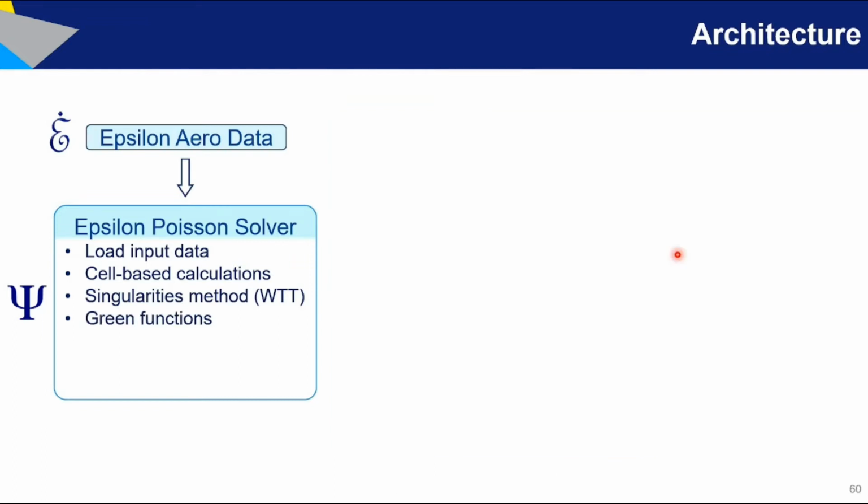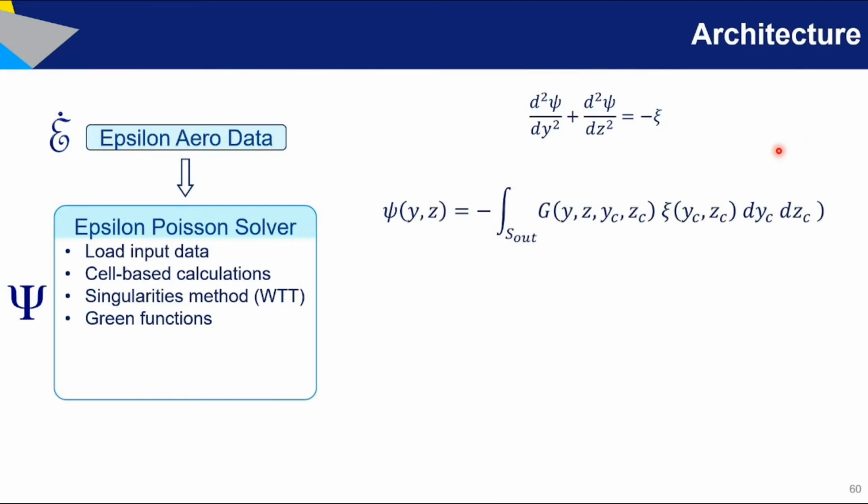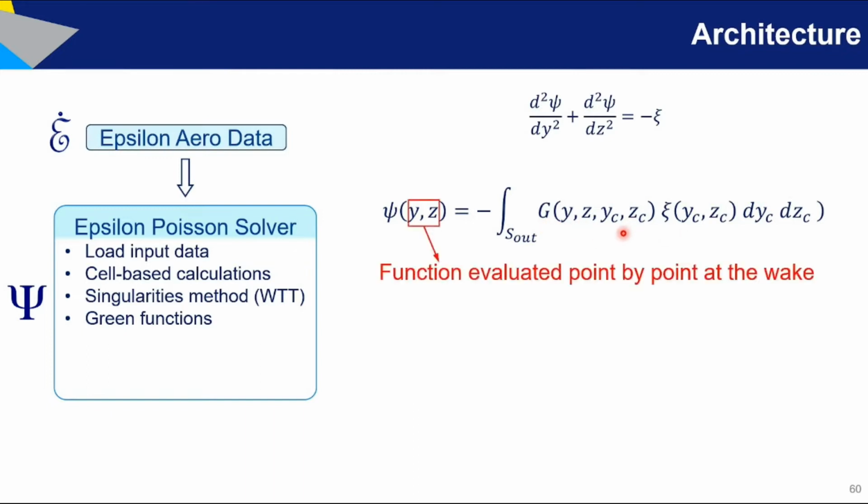The other approach that you have to solve the Poisson equation is by using Green's functions. Green's functions basically start from your Poisson equation that I have shown you before. And this is a solution that I showed you before, the solution that uses these Green's functions. Basically, it requires that this function be evaluated at each point of the wake.